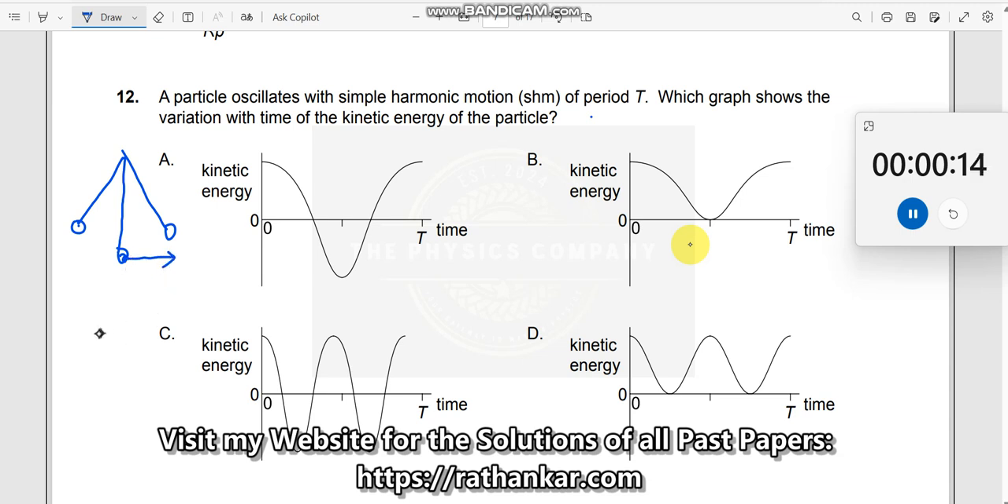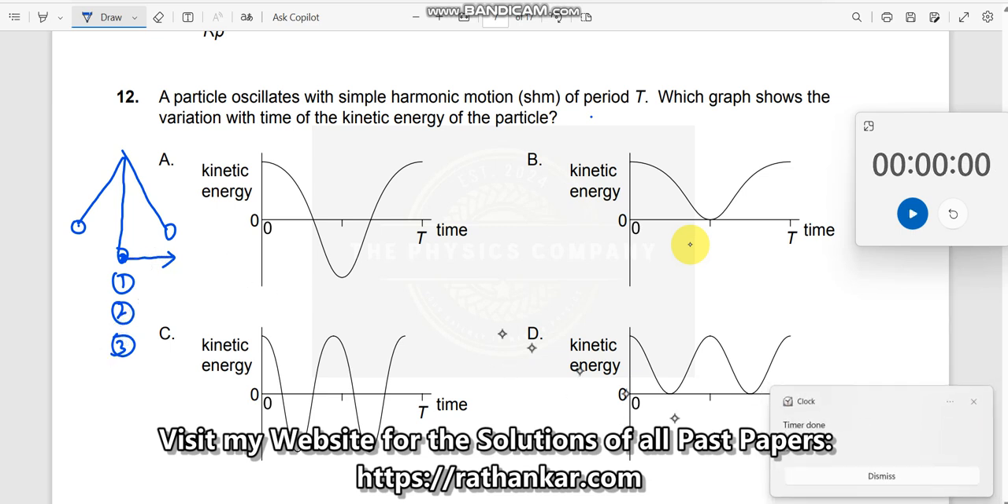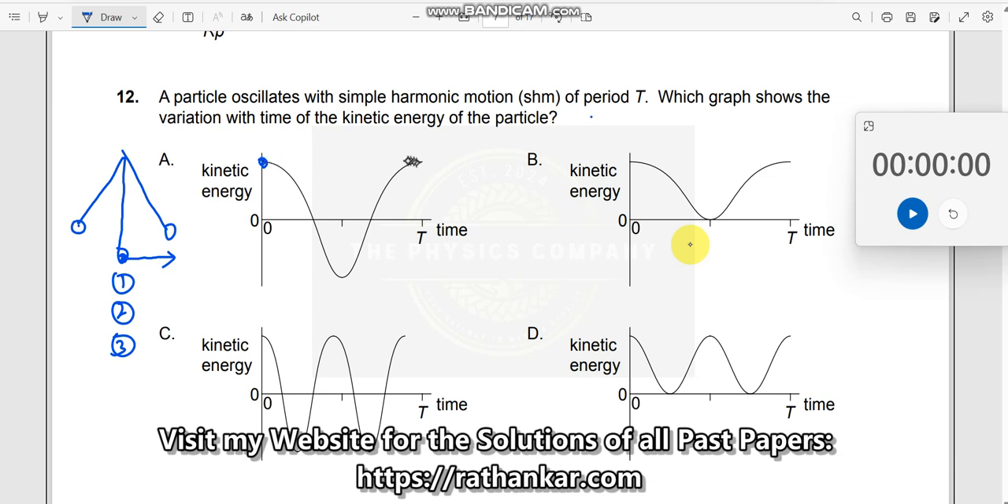If I start from here, let us see how many times kinetic energy is higher. That will give us an approximation. First time here, second time when it comes here, and third time it comes over here. So three times in one cycle kinetic energy becomes higher. Now let us look at this. Here kinetic energy is higher, and here it is becoming negative, which is impossible. So though there are three times over here, it's impossible.